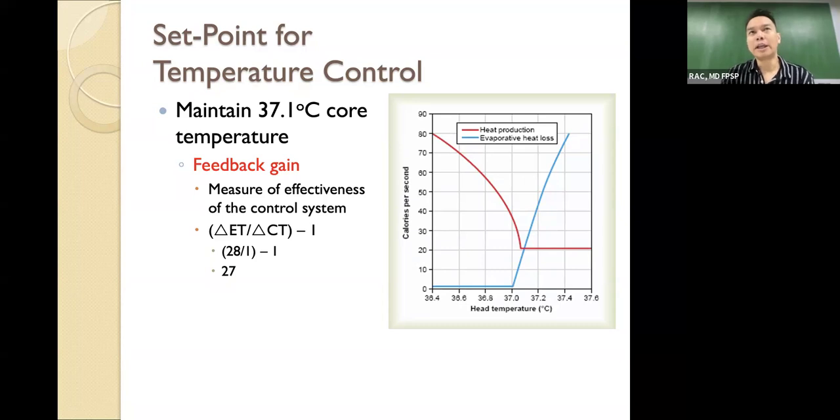If you read Guyton, Guyton compares the feedback gain of thermoregulation and the baroreceptor reflex. If you will recall, the baroreceptor reflex controls our blood pressure on a moment-to-moment basis. This is due to autonomic function. Now, the feedback gain of the baroreceptor reflex is said to be less than 2. If you compare that to the thermoregulation of the body, it's 27. So notice that the baroreceptor reflex is not as efficient as thermoregulation.